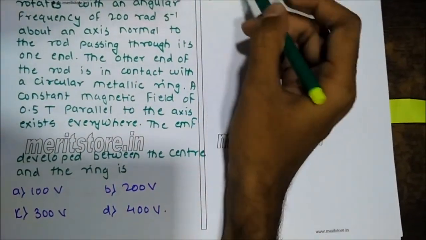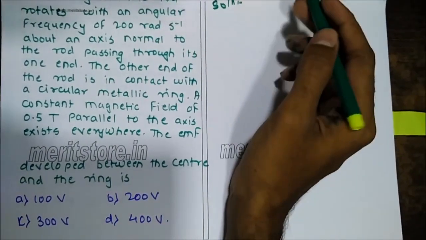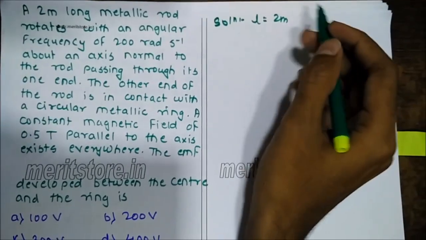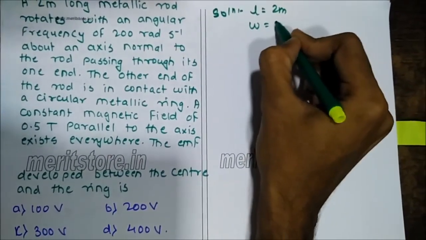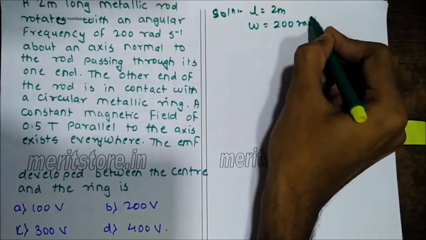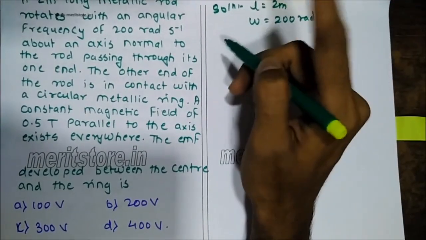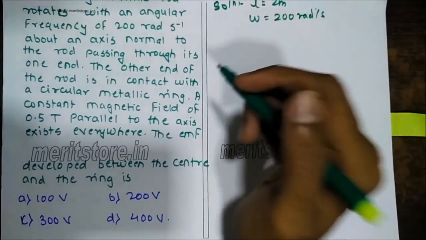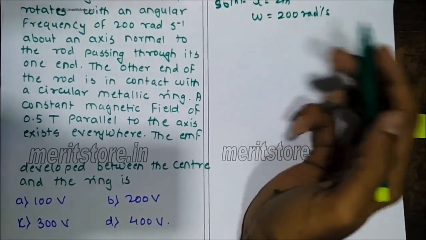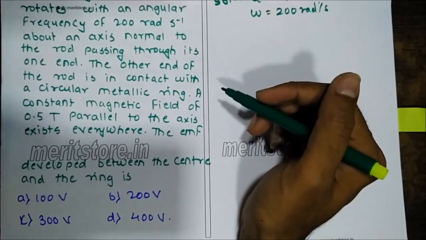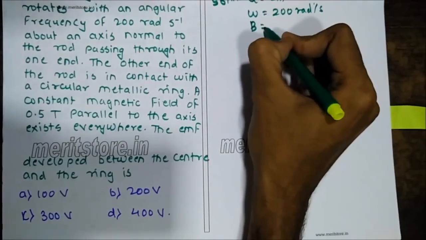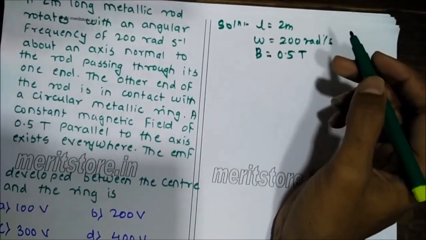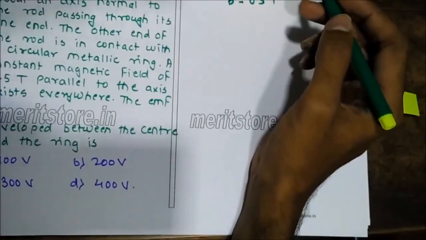So we have a metallic rod which is rotating with some angular frequency. The length of the metallic rod is 2 meters. It is rotating with angular frequency omega, that is 200 radians per second, about an axis normal to the rod, passing through its one end. The other end of the rod is in contact with the circular ring, and there is a constant magnetic field B, which is equal to 0.5 Tesla. So we need to find the EMF induced between the ring and the center.